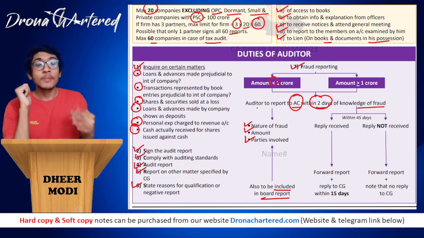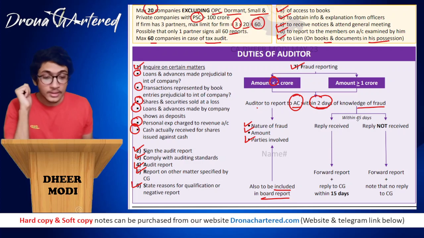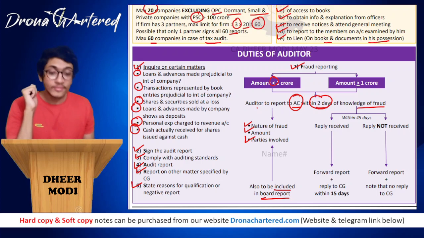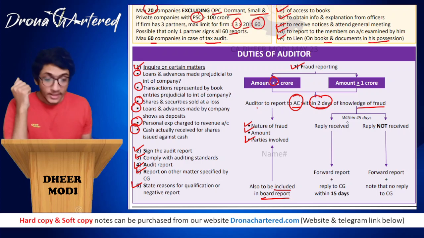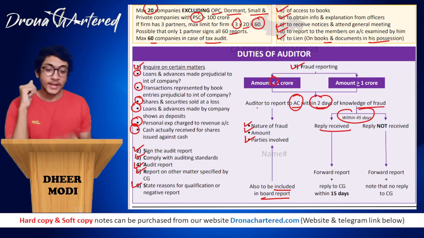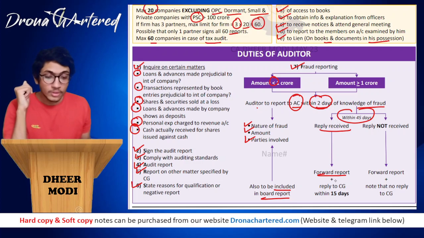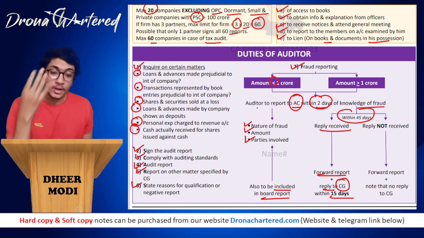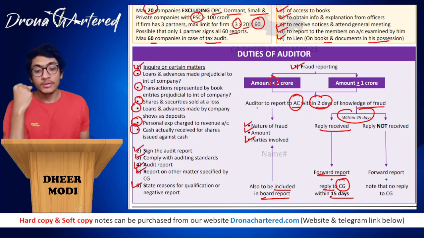Okay. However, if the amount is 1 crore or more, in such a case, once you have given the report to the audit committee, if within 45 days the audit committee has replied, if the reply is received, you will forward report plus reply to your central government within 15 days. That is your report plus whatever reply the audit committee gives, you have to give both of them to CG within 14 days.